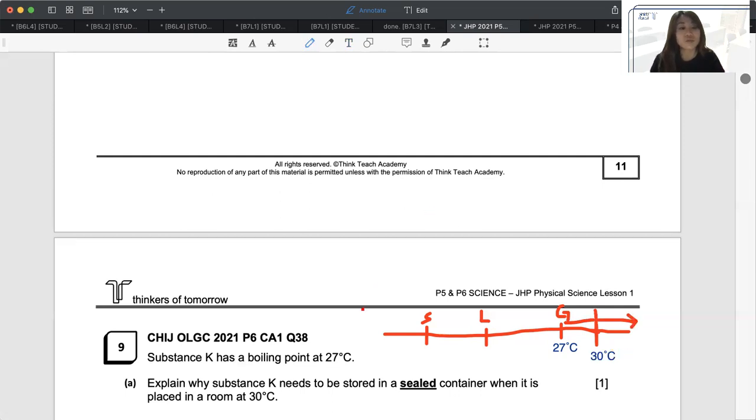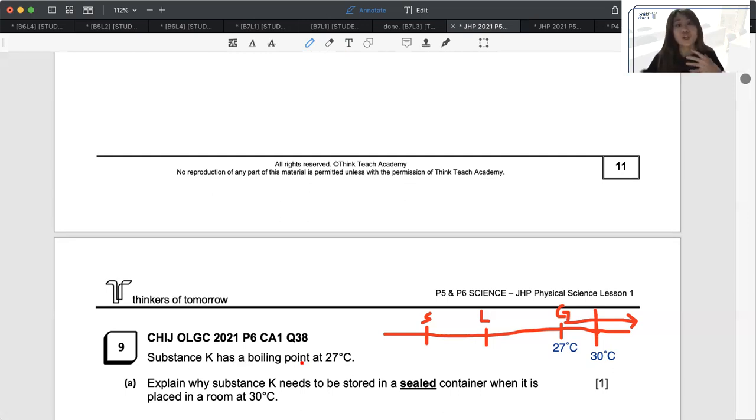So knowing that substance K is a gas at 30 degrees Celsius, why do you think I need to keep it in a sealed container? Your first thought will be that gas will escape, it can basically move freely in the air. That would be your common thought process here. But always remember, there needs to be a science concept behind this. Why is gas able to escape and move freely in the air? You cannot just tell me substance K will escape because it's in gaseous state.